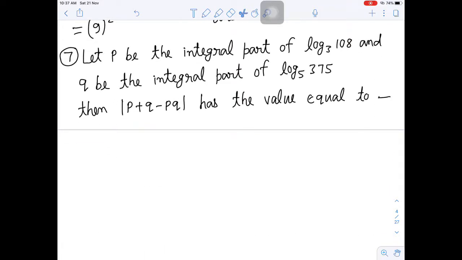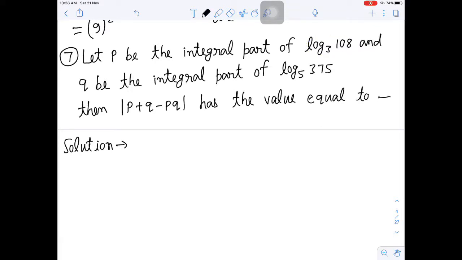Okay, then question number 7. Let p be the integral part of log 108 base 3 and q be the integral part of log 375 base 5. Then you have to find the absolute value of p plus q minus pq. First of all you need to calculate p and q. So it's log 108 base 3.